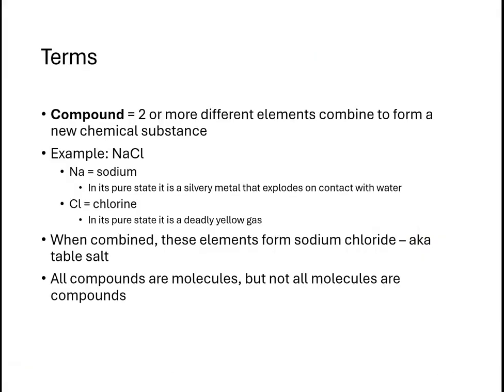A compound is basically a subtype of a molecule that is specifically made up of two or more different elements, making a brand new chemical substance. And we see these a lot. One of my favorite examples is sodium chloride. Sodium's symbol is Na, chlorine's symbol is Cl.